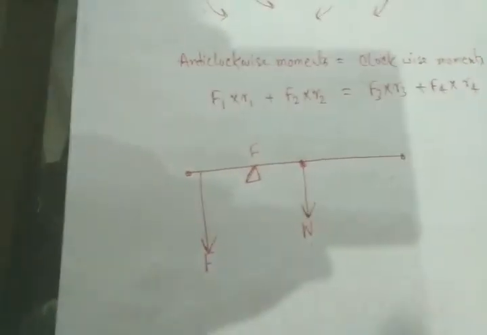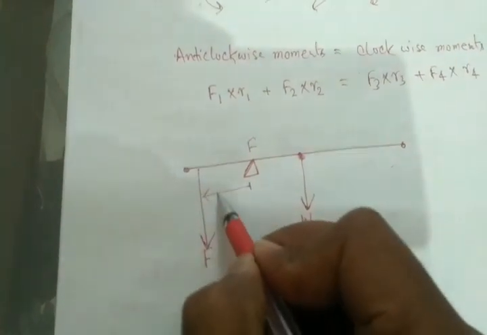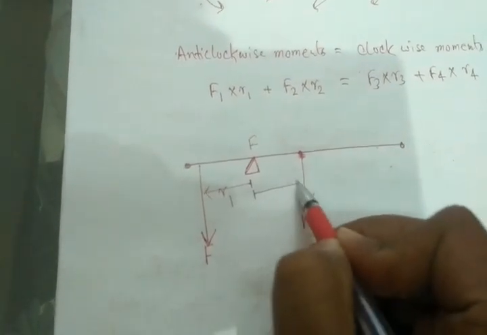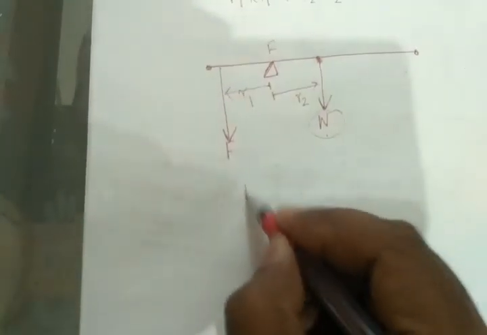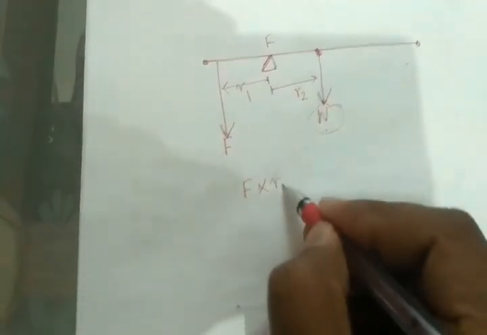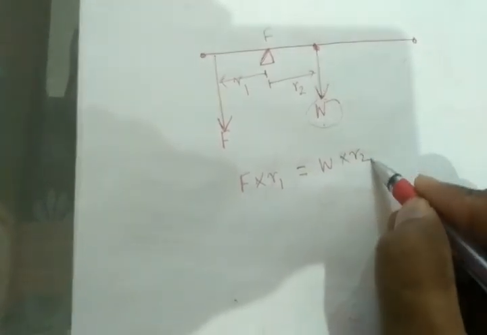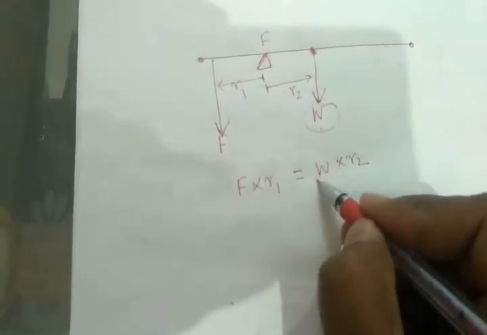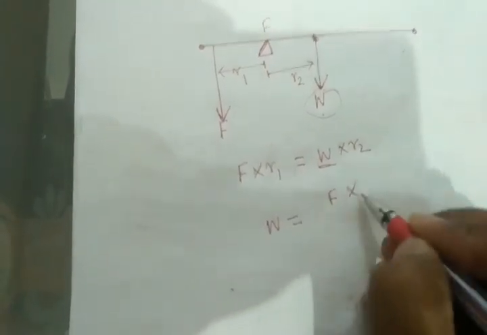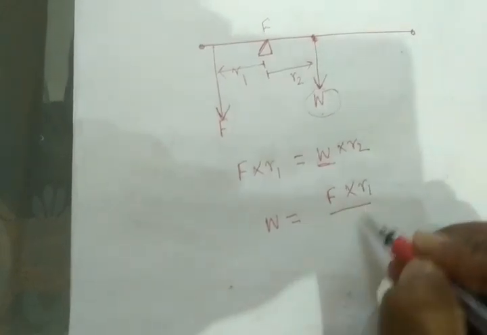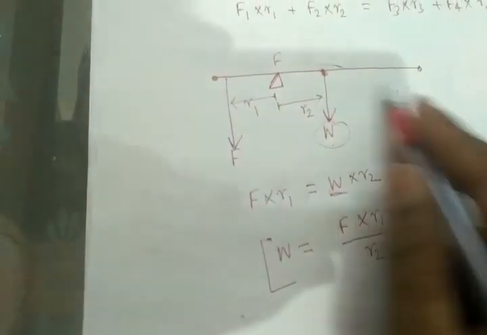At this time, if the scale is still balanced, let the distance from here be R1 and from here be R2. This is the weight of the scale. So F into R1 should be equal to W into R2. In some questions, you will be asked to calculate the weight of the scale. So from here, W is equal to F into R1 upon R2. By this, you can calculate the weight of the scale.